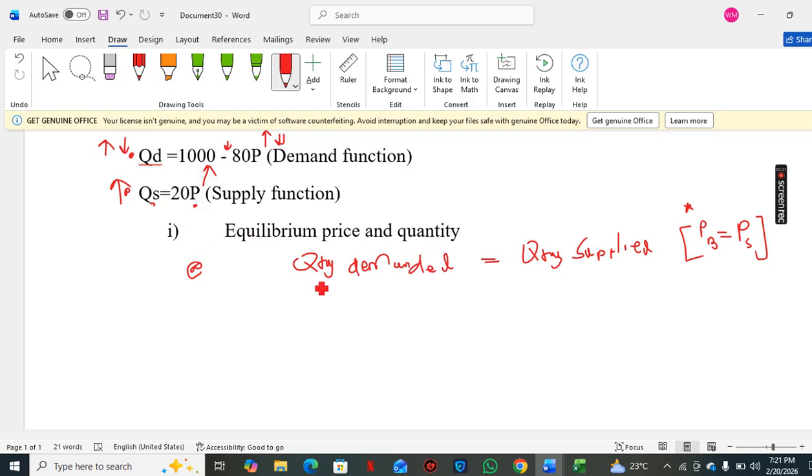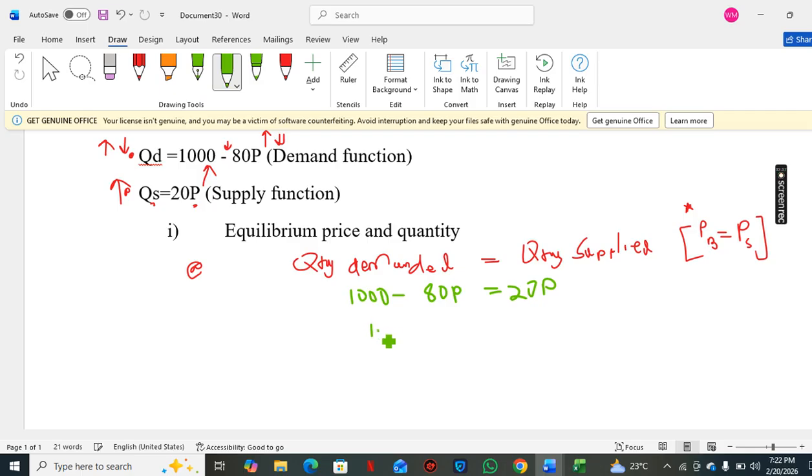Okay, so all we need to do here is equate our demand function, 1000 minus 80p, equals 20p. So we just have to find the value of p, which is our price. It's a matter of algebra.